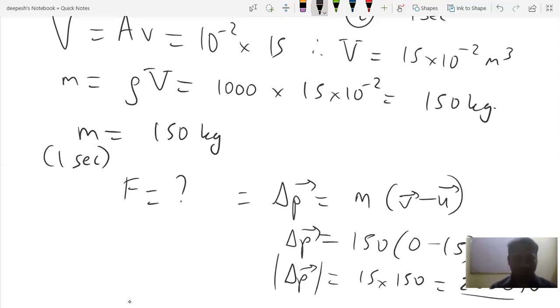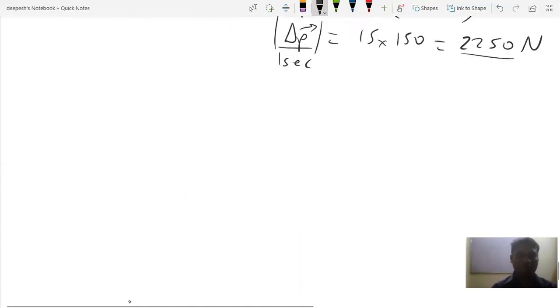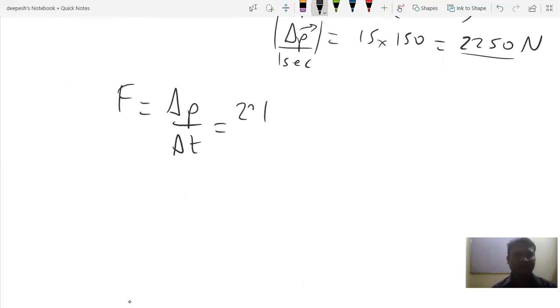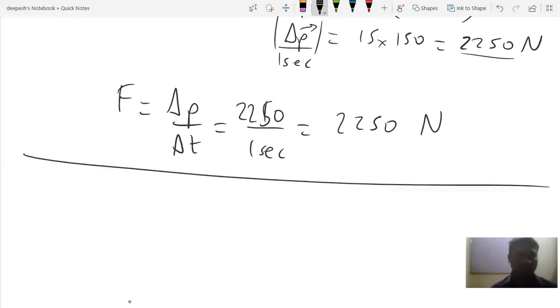If I consider the magnitude, the change in momentum is 2250 Newton. Because we consider the time as 1 second, the force is change in momentum upon time. The change in momentum we calculated is 2250, upon time 1 second. So 2250 upon 1 is 2250 Newton. So this is how we solve illustrative example 4.